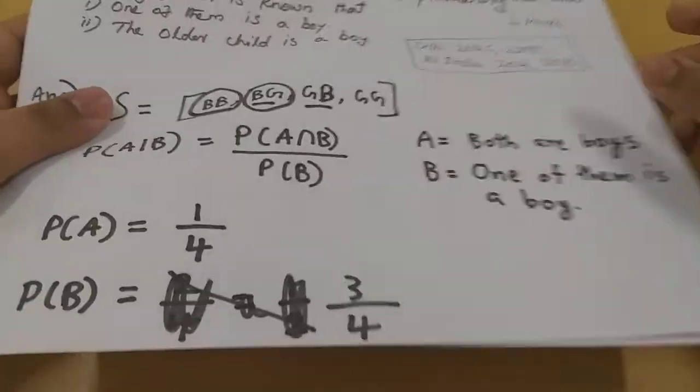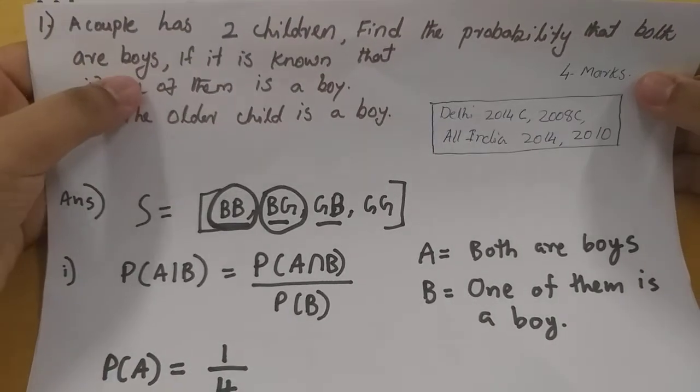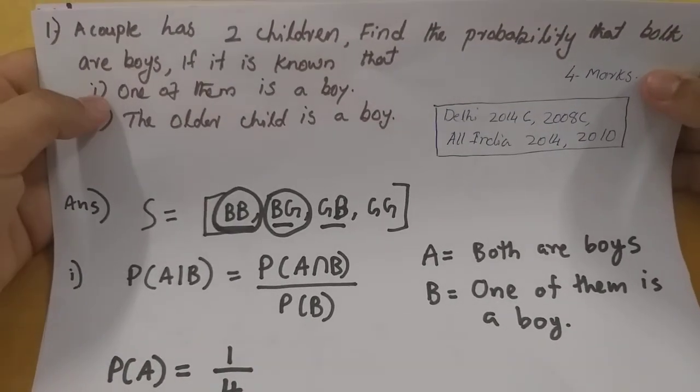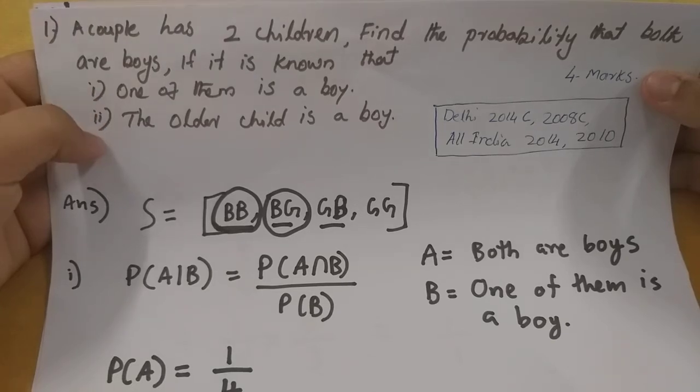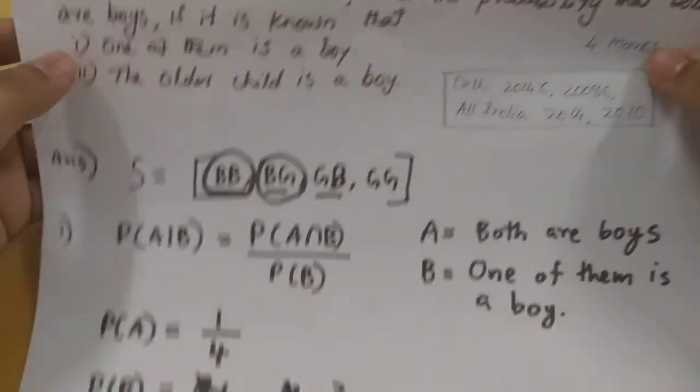So this is the question that we solved. We needed to find out the probability that both of the children are boys if it's known that one of them is a boy and the older child is a boy. So we have two separate cases for the same question. And this is a 4 marks question, so it should be pretty lengthy.